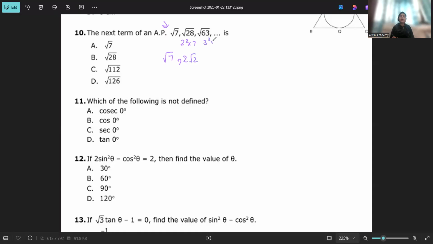63 is 3 square times 7. So 3 will come out, 3√7. Now we can see an AP. This is actually 1√7, this is 2√7 and this is 3√7. So the next would be 4√7.